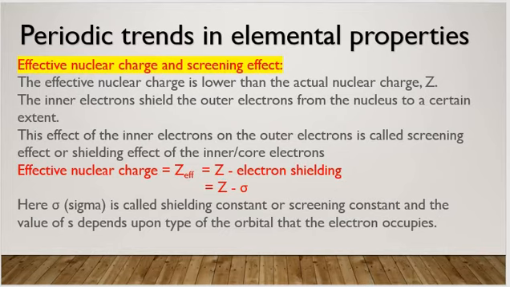So there would be no change in shielding, as the core electrons remain the same, though the actual nuclear charge Z increases. So net effective nuclear charge Zeff increases across the period because capital Z is increasing and the value of sigma is constant. On the other hand, Zeff decreases down in a group.